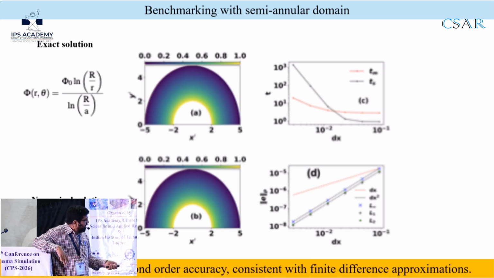And the errors are scaling, because this is a second order scheme. So we plotted different norms, L infinity, L2, L1, and all of them are scaling exactly with delta x square. So you get second order accuracy exactly.